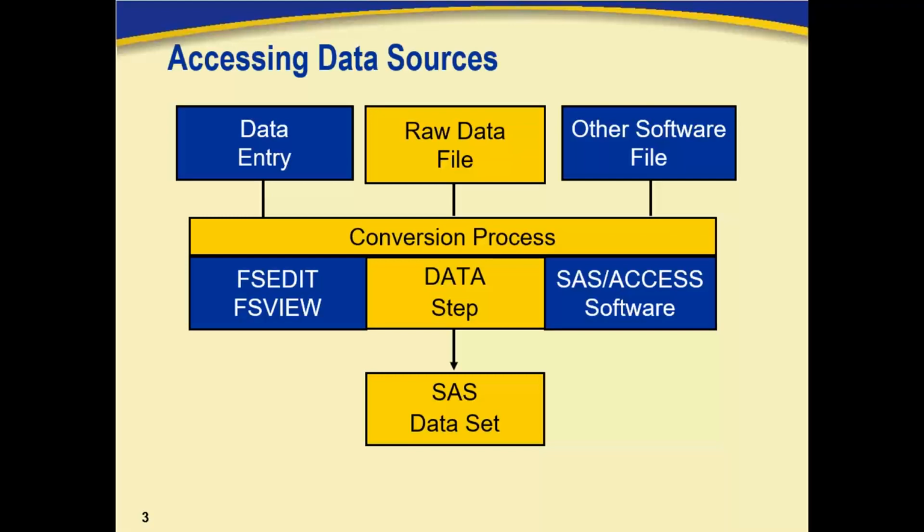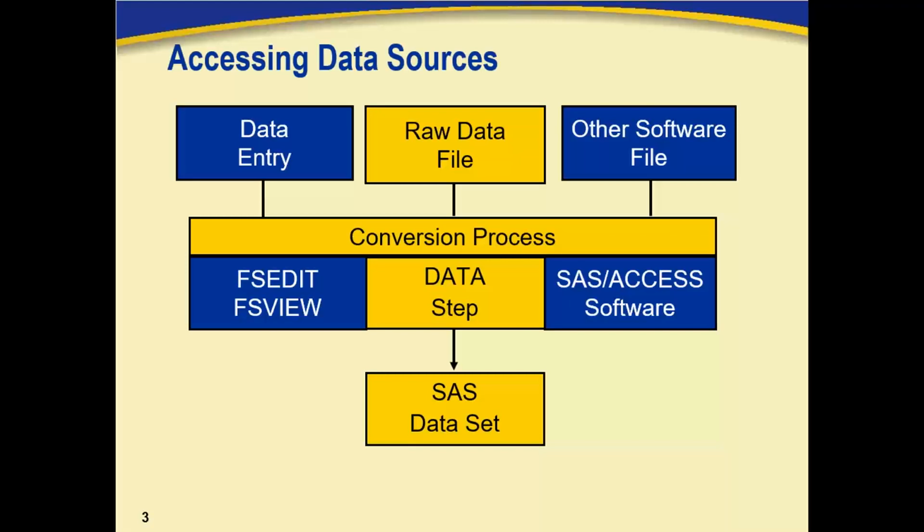What are the different sources that you can use? The first one is data entry. To create the data sets, you need the data. So what are the different methods to get the data? The first thing is data entry. It means you can type your own data within your program and create the data set.